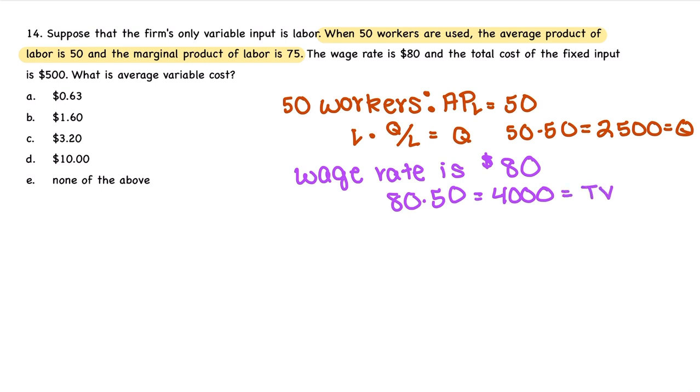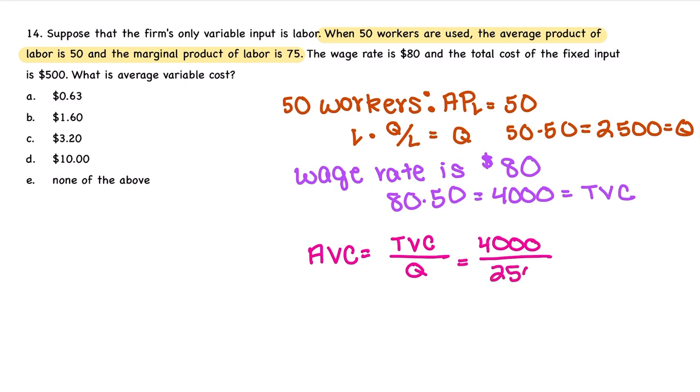Our total units we're producing is 2,500. So our average variable cost is our total variable cost divided by quantity. So 4,000 divided by 2,500 equals $1.60.